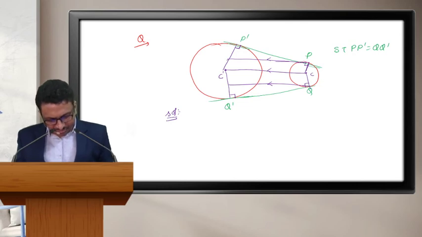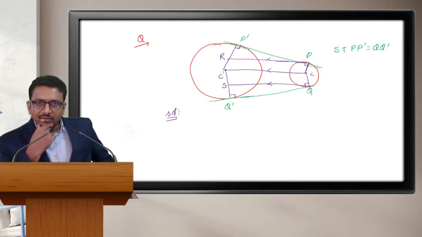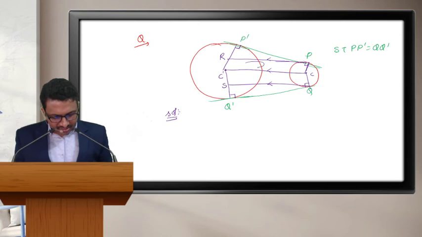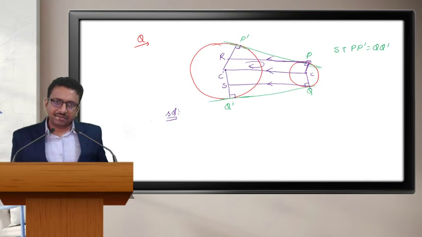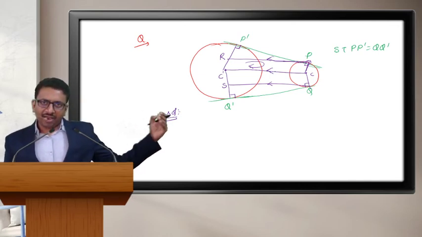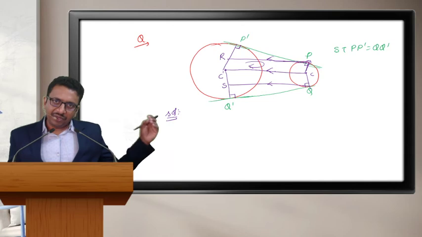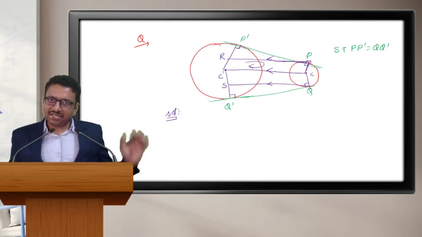So let these two points be P, Q, R, and S. Now, from P, draw a line parallel to CC dash. Okay. From P, draw a line parallel to CC dash. And from Q also, draw a line parallel to CC dash.